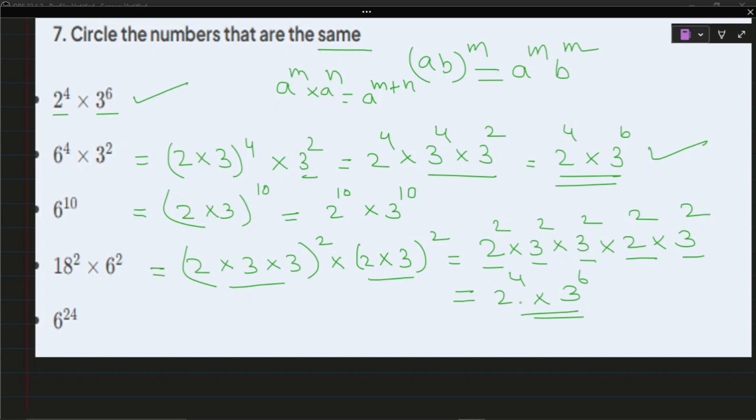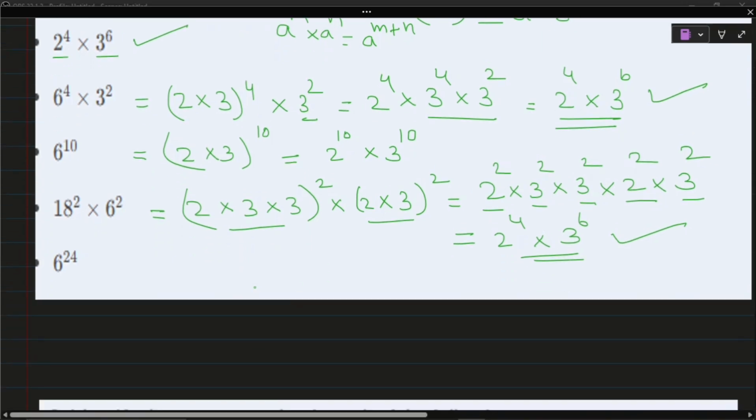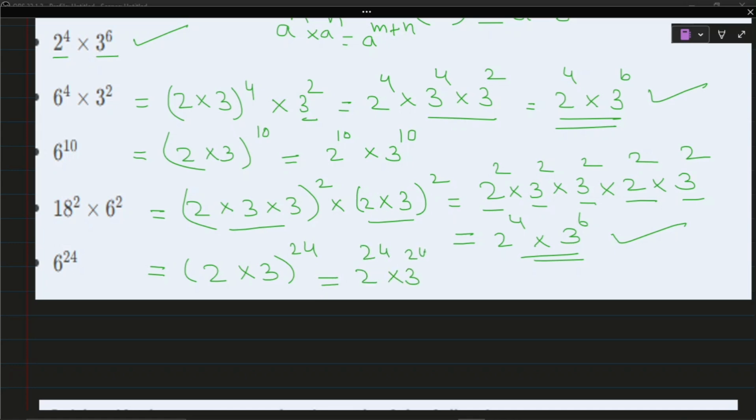And here you can see this answer is also the same. The first, second and fourth one are the same. Now we can do the next one. 6 raised to 24, that we can write as 2 into 3. 6 is 2 into 3 whole raised to 24, or this is equal to 2 raised to 24 multiplied with the 3 raised to 24. So this is not equal to any of the answers. So first, second, and fourth are equal or the same.